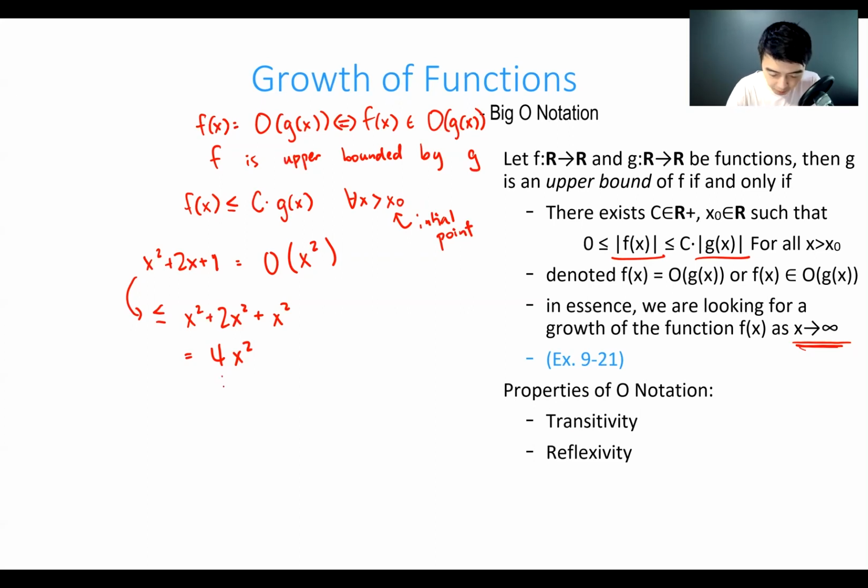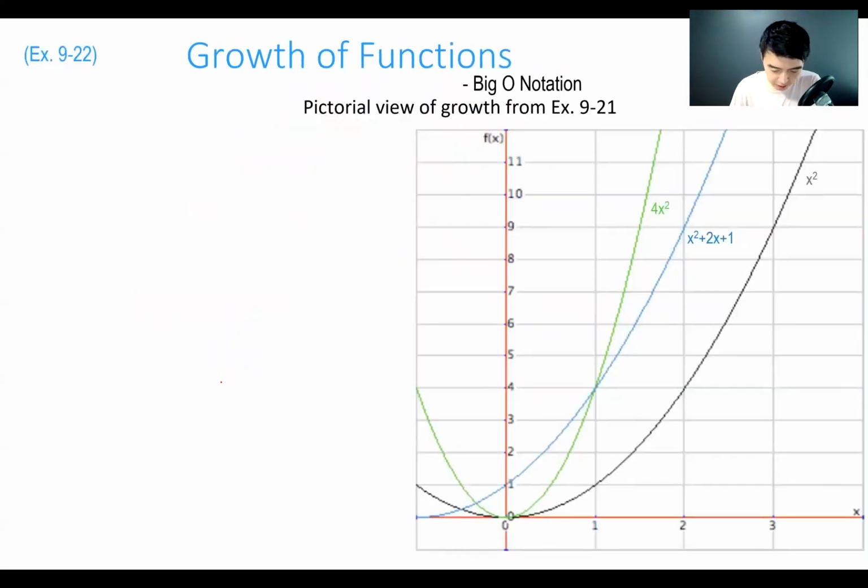So here we can report c as equal to 4, and we can make a claim that x squared is actually upper bounding x squared plus 2x plus 1. Now, let's take a look at the next slide, because the next slide shows you graphically what I'm talking about here. If I just take x squared, then yes, x squared is a slower function than x squared plus 2x plus 1. However, if we multiply by 4, then it grows faster after the initial point 1.